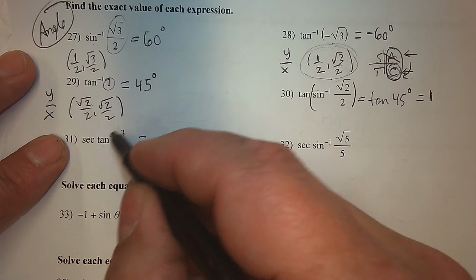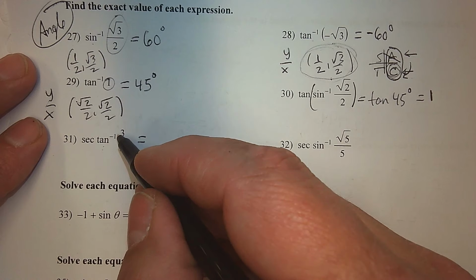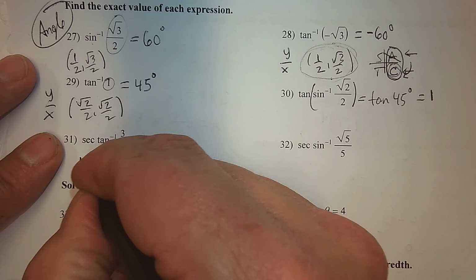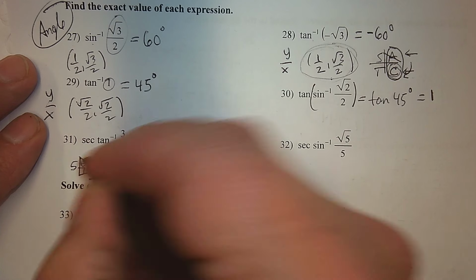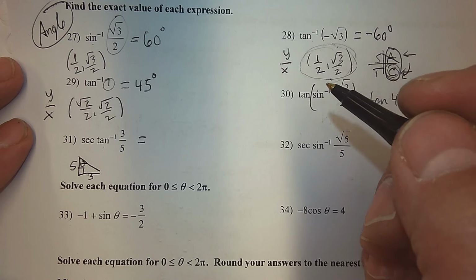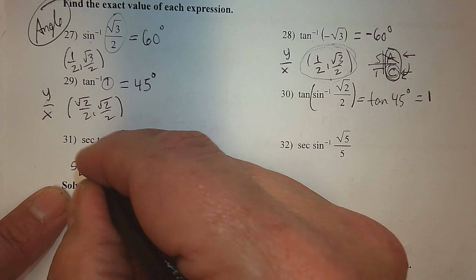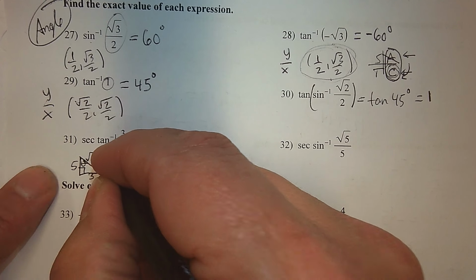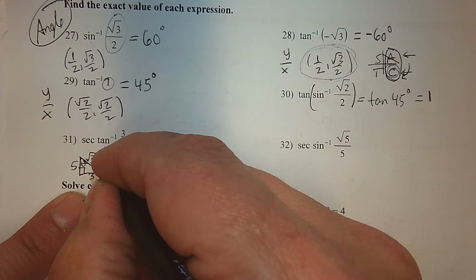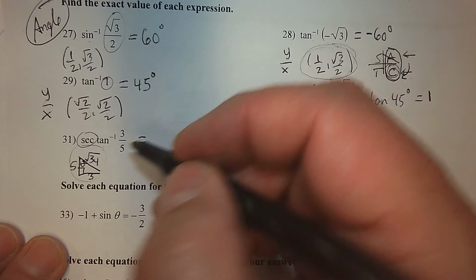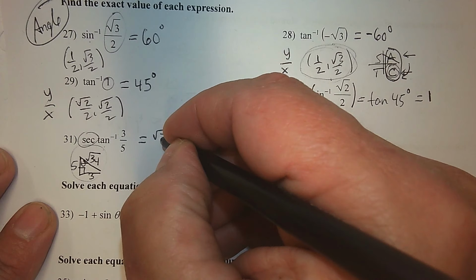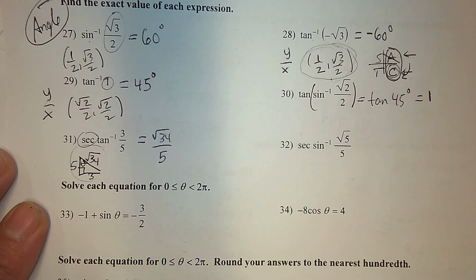In this situation, inverse tangent is 3 over 5. So I'm going to draw a triangle and label it 3 and 5, opposite and adjacent. To find the missing side, the hypotenuse, it is 25 plus 9, so that's square root of 34. What's secant of this triangle? Well, it's hypotenuse over adjacent, and you have your answer.